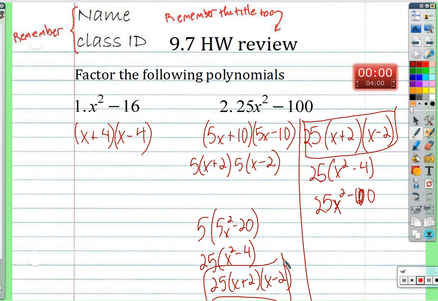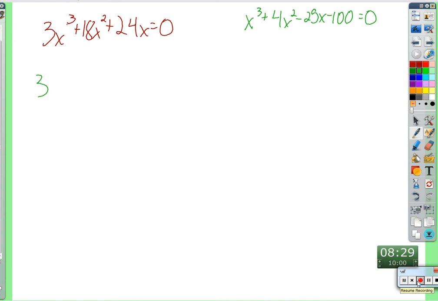Okay, 4 out of 8. Also an x. Okay, so that leaves us with, what's our first term? X squared. Plus 6x. Plus 8. Well, here's a quadratic. Can you factor that quadratic for me?